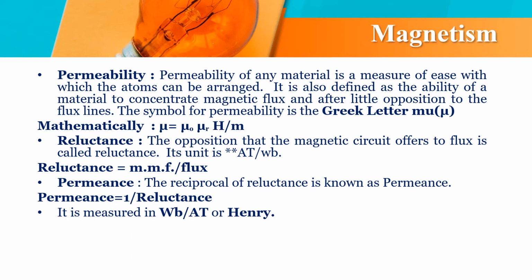Its unit is ampere turns per Weber. Reluctance equals MMF by flux. Permeance is the reciprocal of reluctance. Permeance equals 1 by reluctance. It is measured in Weber per ampere turns or Henry.